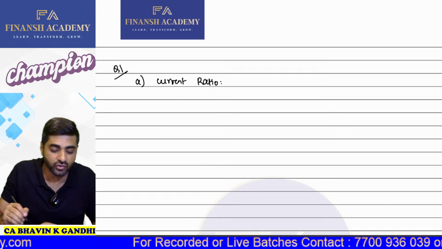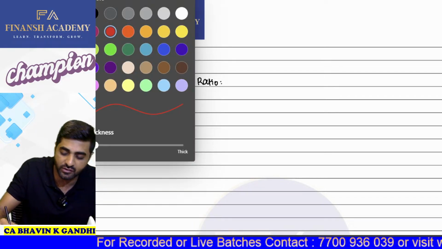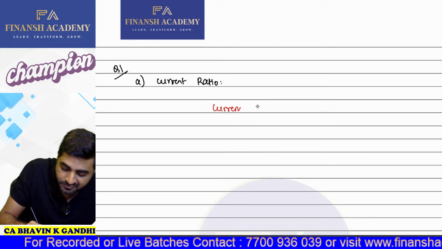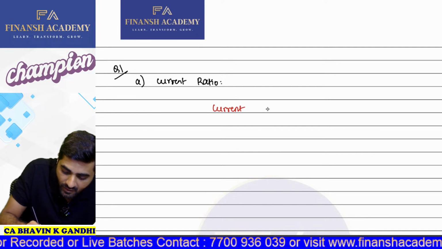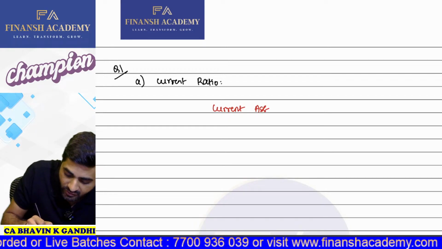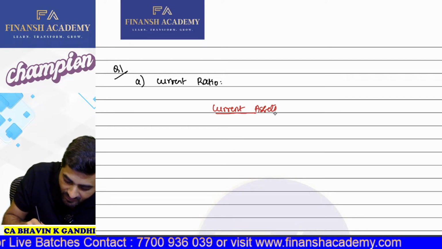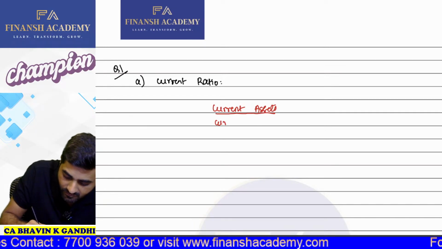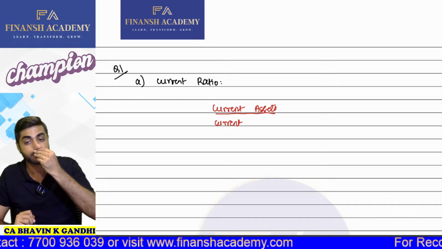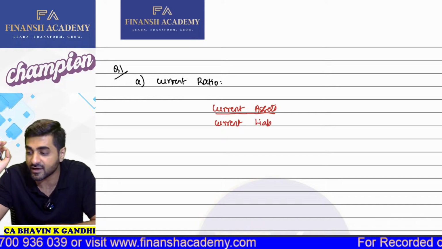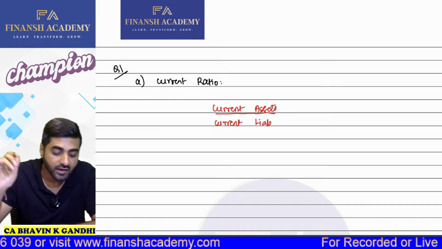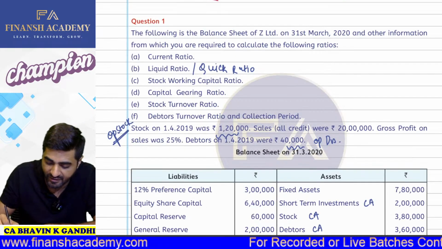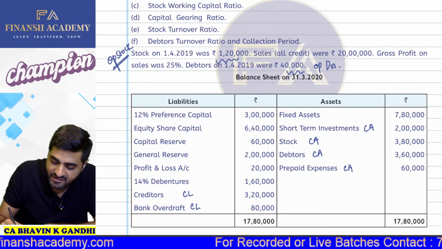Now in this current ratio, first step is we will always write down the formula. So what's the formula? Current assets, and to this we will divide current liabilities. So our current ratio is current assets upon current liabilities. Now, have we identified the list of current assets? Come on, yes or no? Yes, we have identified.